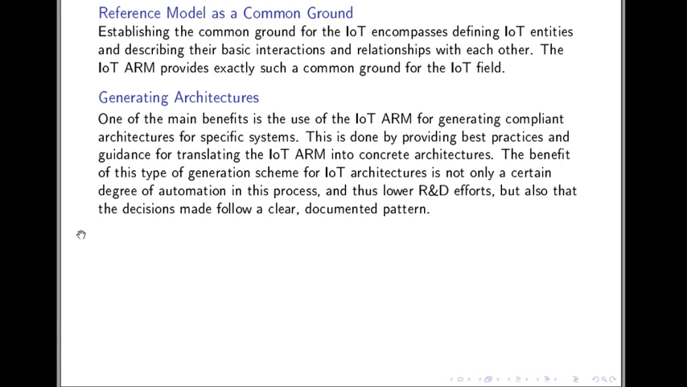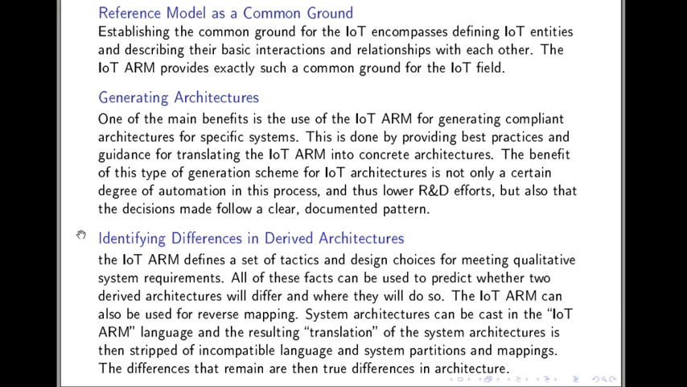One of the main benefits is the use of the IoT ARM for generating compliant architecture for a specific system. This is done by providing best practices and guidance for translating the IoT ARM into a complete architecture. The benefit of this type of generation scheme for IoT architecture is not only a certain degree of automation in this process and thus lower R&D effort, but also that the decisions made follow a clear documented pattern.